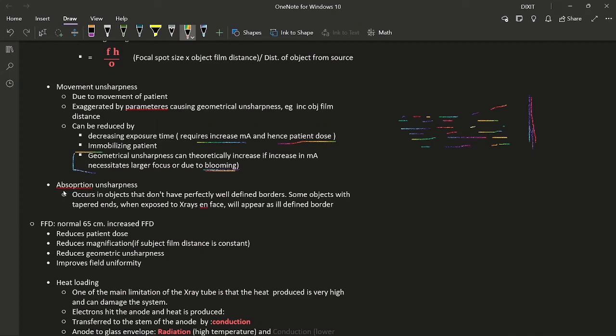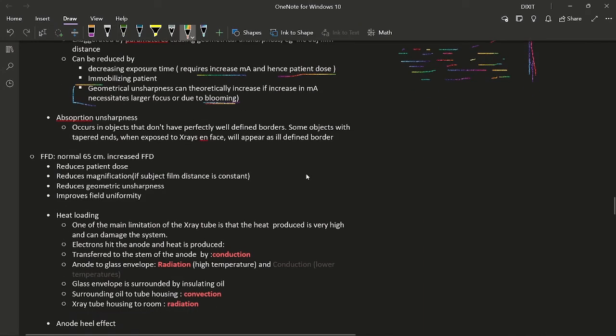Next one is absorption unsharpness. This is actually not related to the imaging system, but it is because of the subject. So it occurs in objects that don't have perfectly well defined borders. So some objects with tapered ends, when they are exposed to the X-rays, will show a little bit of ill-defined border.